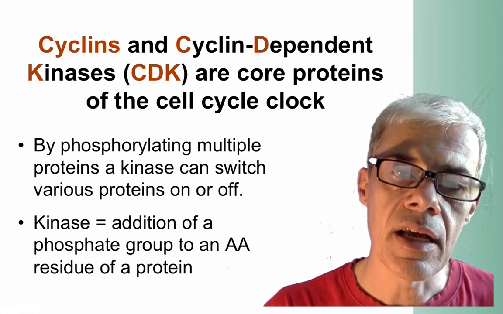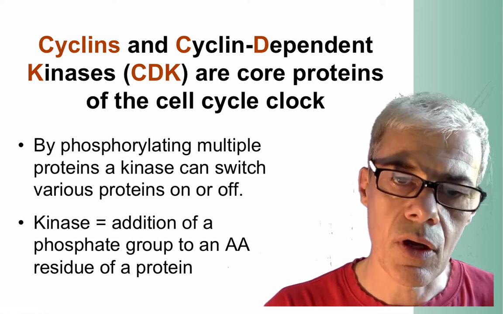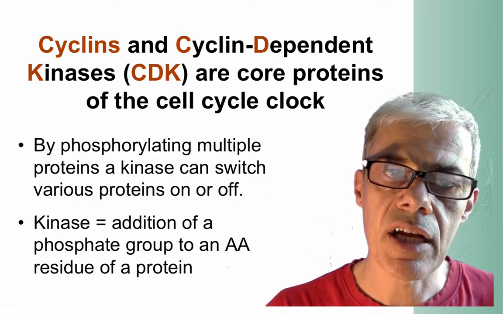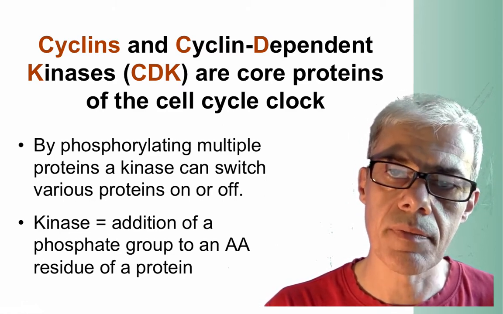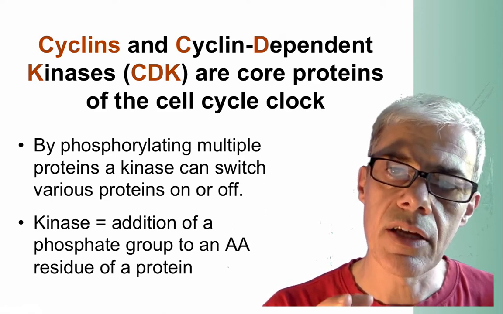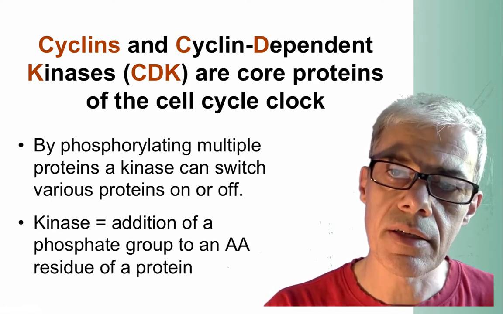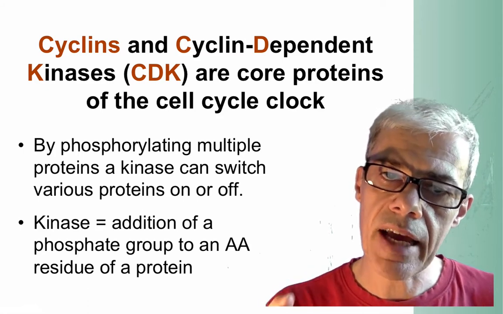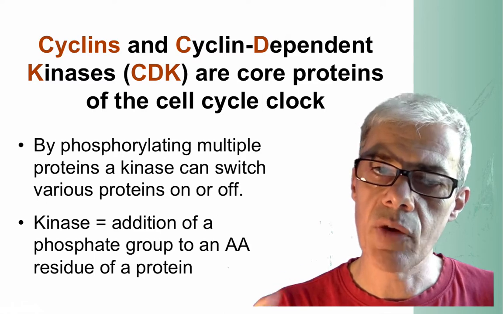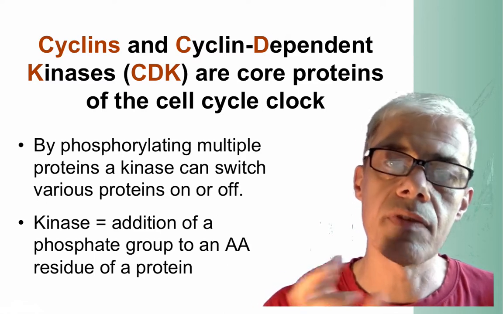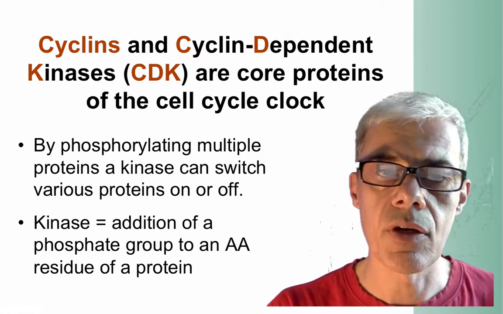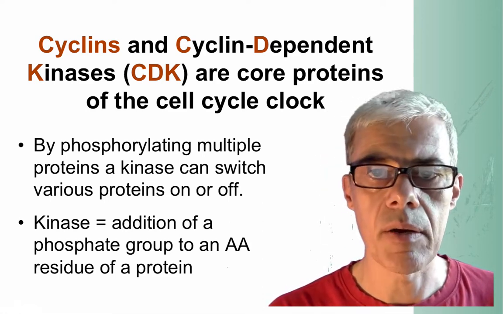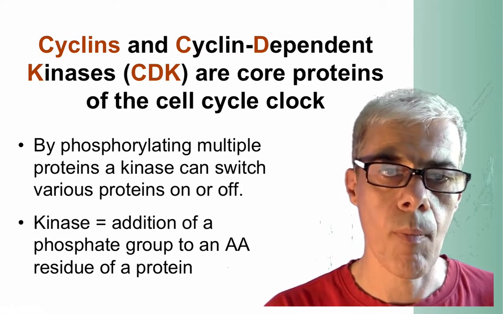And the kinases that are involved in cell cycle clock and cell cycle growth and progression are referred to as cyclin-dependent kinases. So these are kinases whose activity is dependent on its association with a cyclin. Okay, so the CDK itself is not active, but the CDK in the presence of a cyclin is active. So we'll have a look at these cyclins and some of these cyclin-dependent kinases.